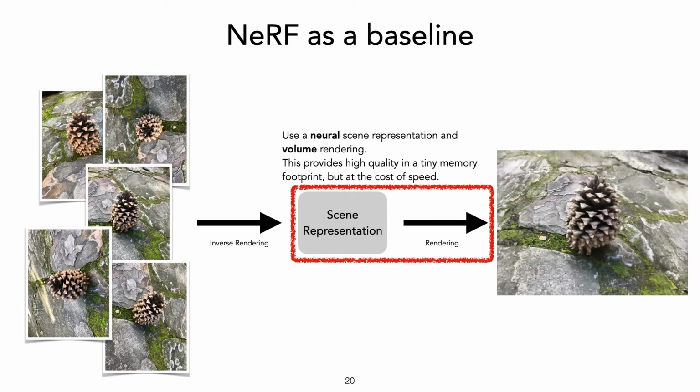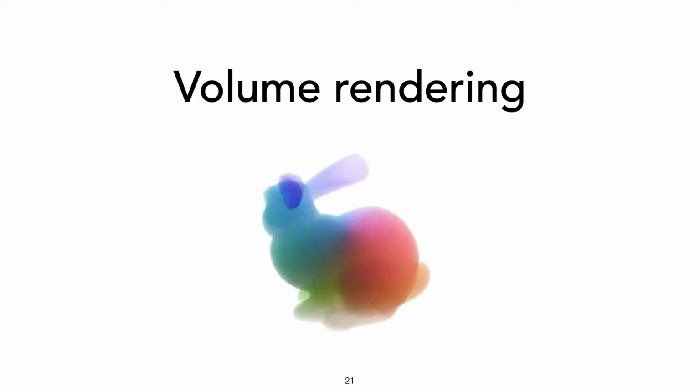And the underlying representation is a neural network that encodes the scene volumetrically. This results in very high quality and has a small memory footprint, but it's also very slow since you have to run the network many times to compute the color of each output pixel.